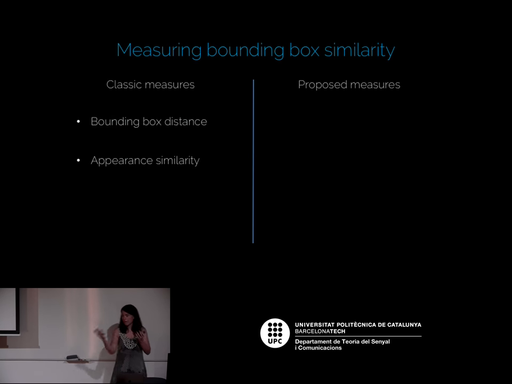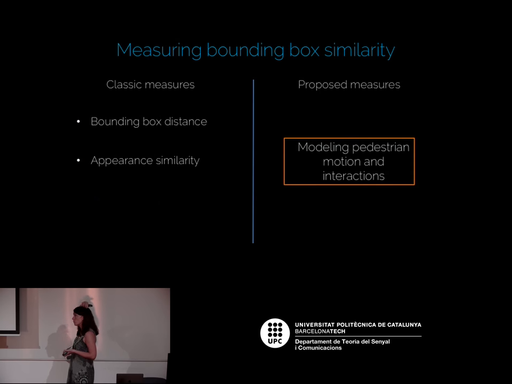One can do different things to measure bounding box similarity. One can use simply the distance, so you know that a person is not jumping around in the video, so you assume that person is moving just very little from frame to frame. So you just use distance and say, well, I want to minimize the cost multiplied by this indicator function. So the closer the objects are, the better. So direct pixel distance is one measure you can use. Or you can use some sort of appearance similarity, and this is where deep learning will be useful. But what we proposed in some works, starting from my PhD thesis, was to model pedestrian motion and interactions. So not only appearance, but also the type of motion.